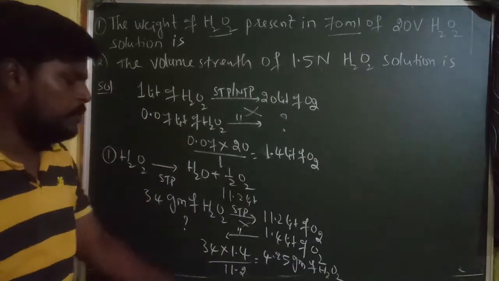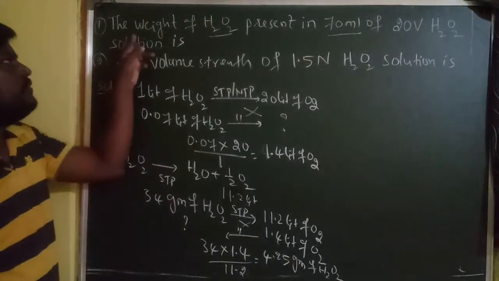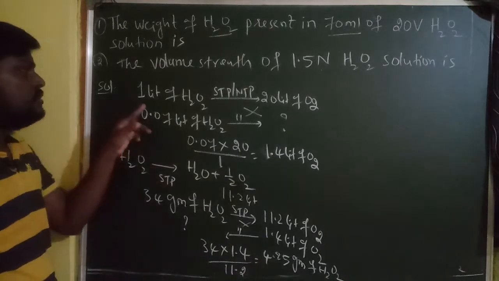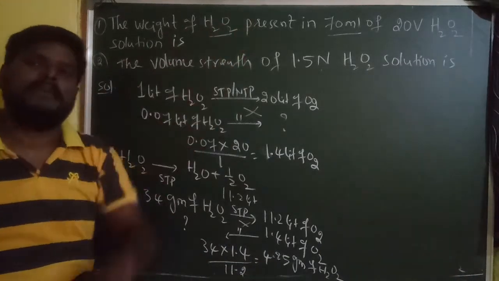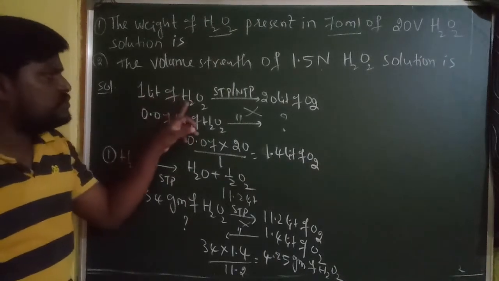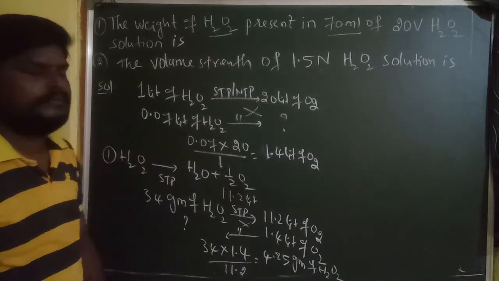Yes or no? 4.25 grams of H2O2. According to the problem, what is the weight of H2O2? 4.25 grams of H2O2. So this is the way to find the weight of H2O2 for the given problem. Once again, 1 liter of H2O2 at STP or NTP produces 20 liters of O2.